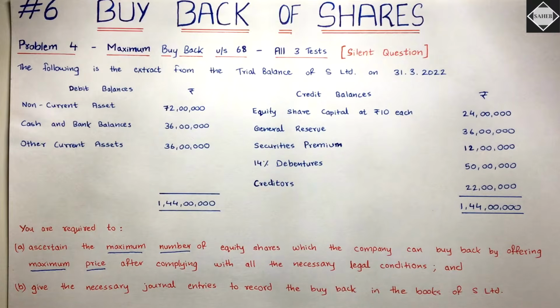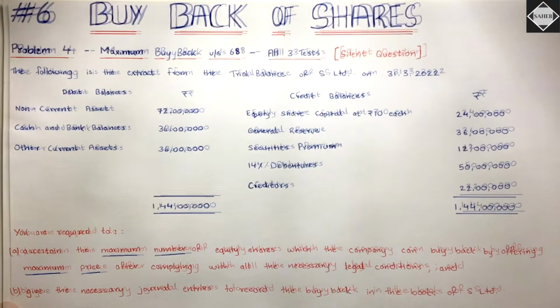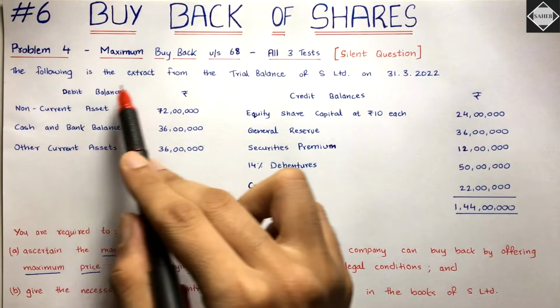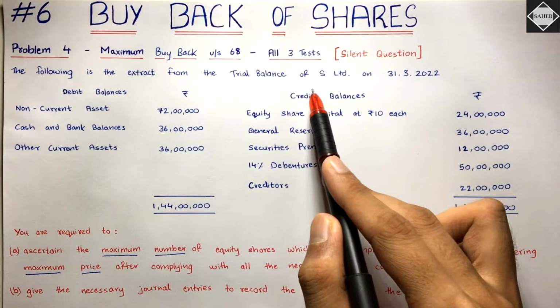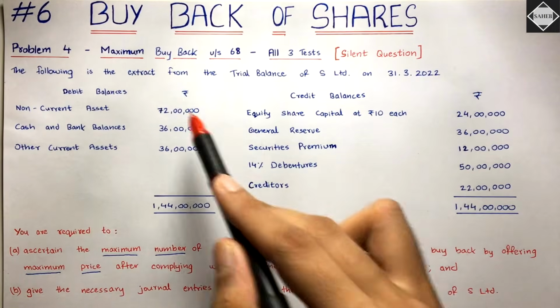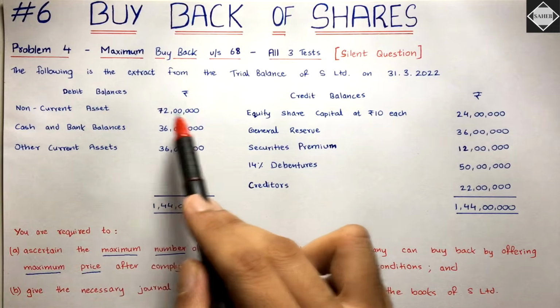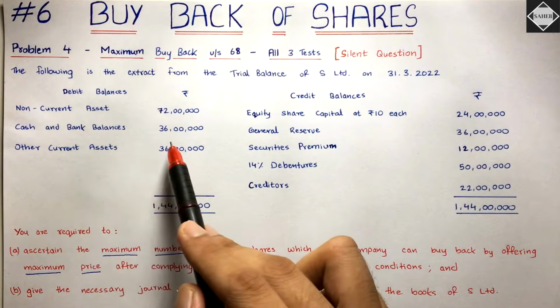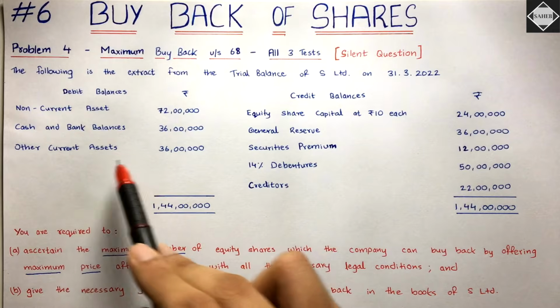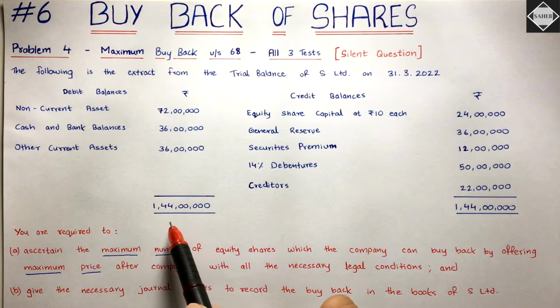Let's understand properly how we are going to solve this. First, let's just read the question. Now see here, the following is the extract from the trial balance of S Limited on 31st March 2022. Here we have got the debit balances and credit balances. Non-current assets 72 lakhs, cash and bank balances 36 lakhs, other current assets 36 lakhs. In total, debit balances are 1 crore 44 lakhs.